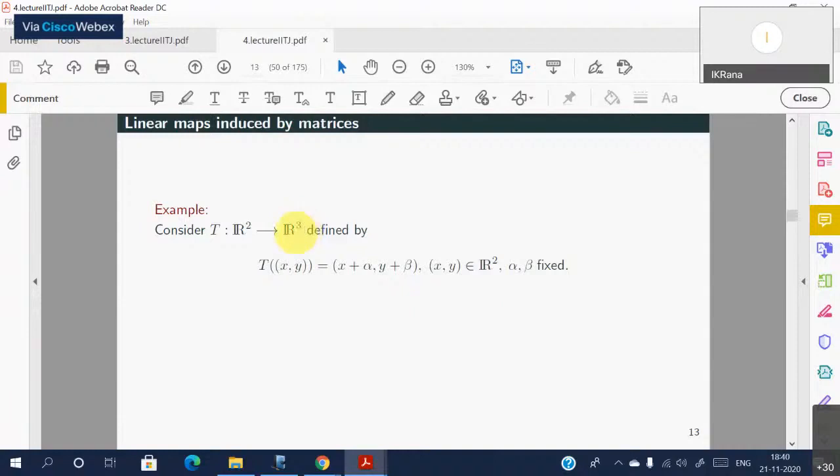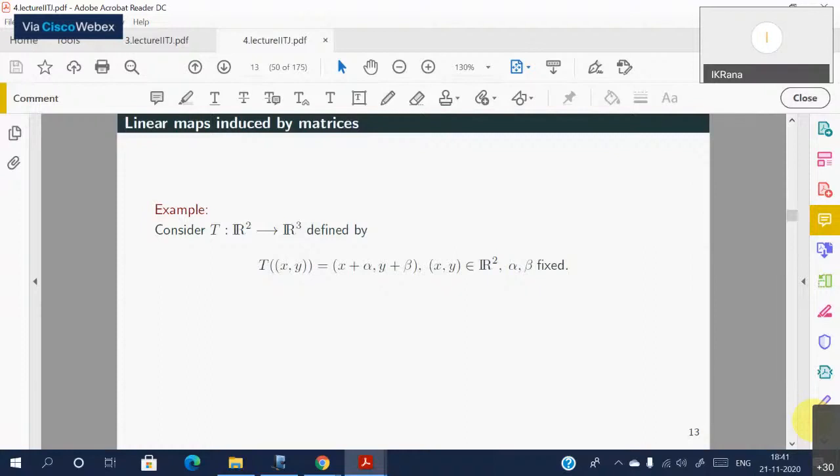Thanks. And this is linear only when alpha is equal to 0 and beta is equal to 0. That means you are not translating by anything. So this is not a linear map, and that is one of the main problems when you do computer graphics.